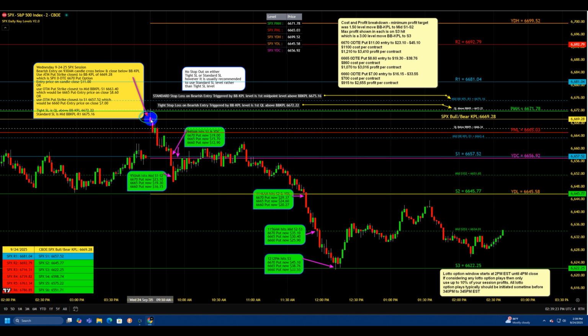Conversely, if instead of a bearish entry here, price action had instead gone the other way at the open and crossed above and closed above the BBKPL, then our stop loss on an entry triggered from the BBKPL on a bullish entry would be, the tight stop loss would be the QL below the BBKPL, and our standard stop loss would be the first midpoint below the BBKPL, which is mid BBKPL S1.